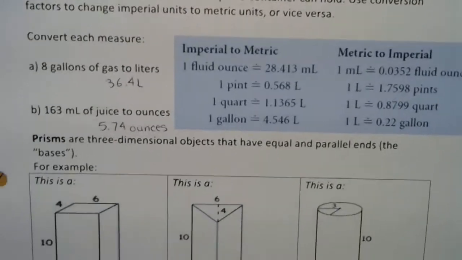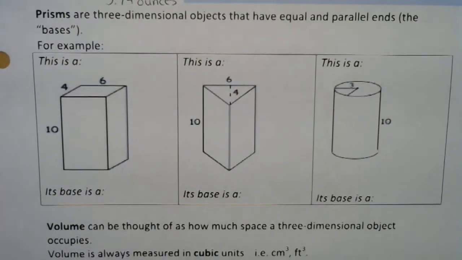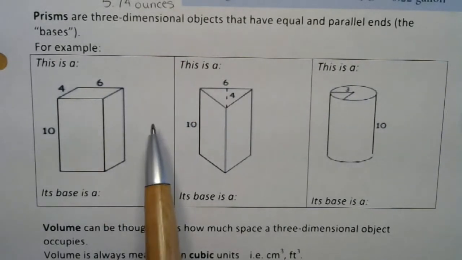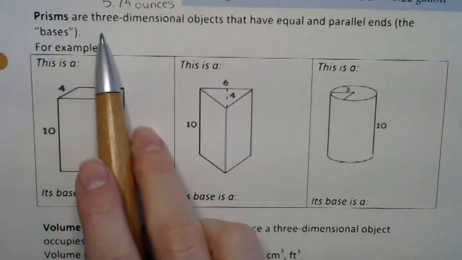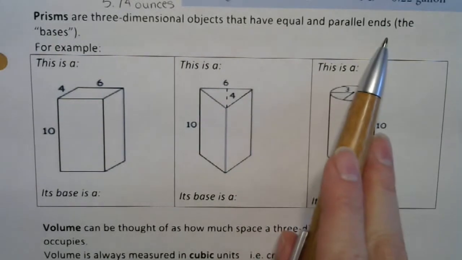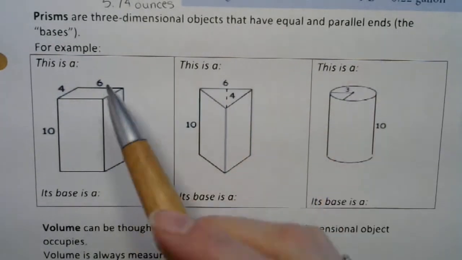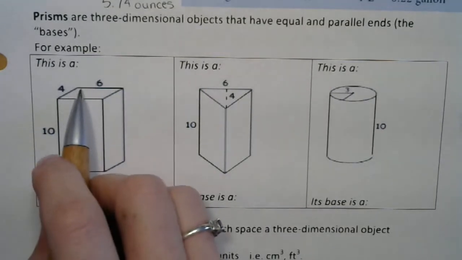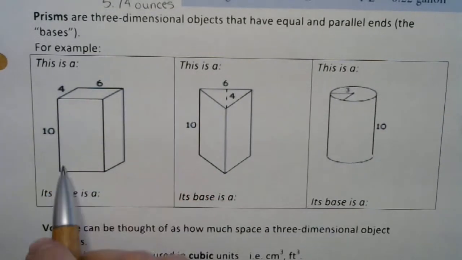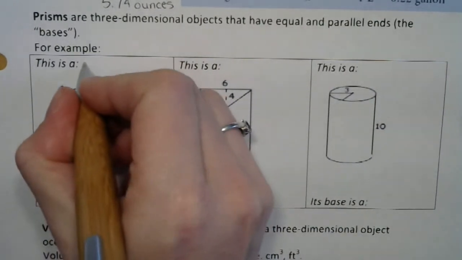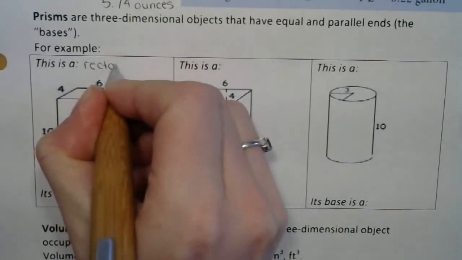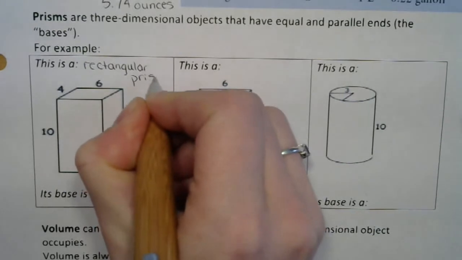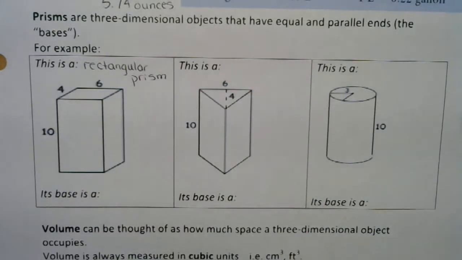So let's take a look at some prisms, which remember are just three-dimensional shapes. Okay. So prisms are three-dimensional objects that have equal and parallel ends. Okay. So we have bases. So on this one, you can tell, okay, we've got 4 by 6 by 10. This is a rectangular prism.